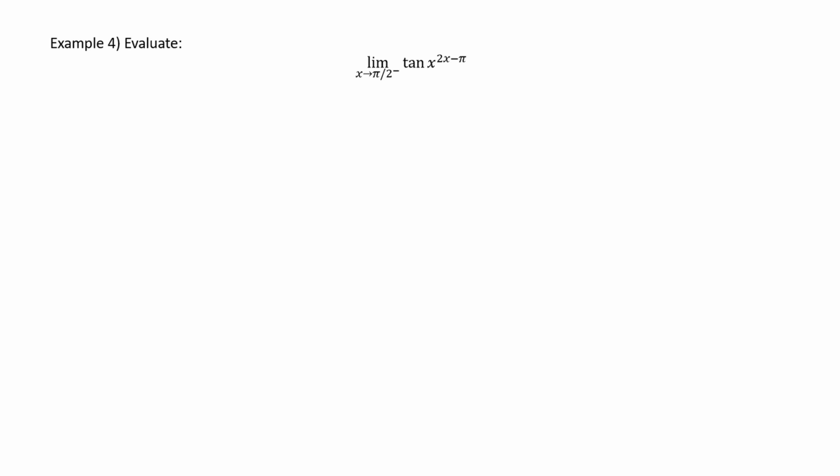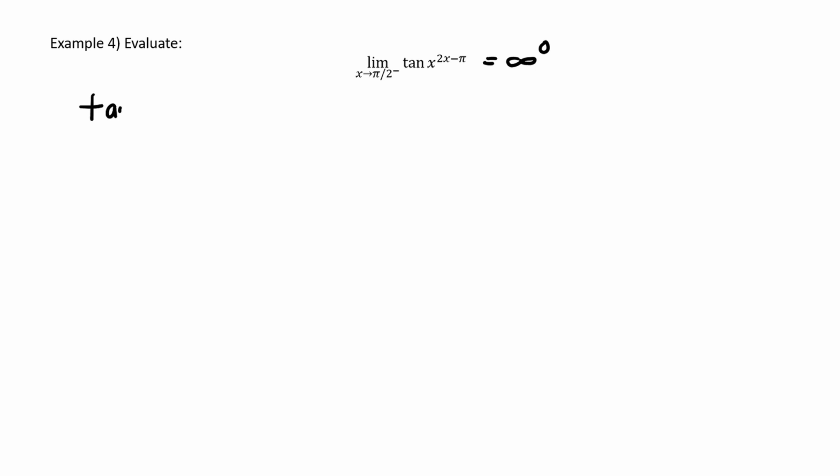Example 4. Evaluate the limit as x approaches pi over 2 from the left of tangent of x raised to the power of 2x minus pi. When we take the limit and let x approach pi over 2 from the left, the tangent x portion approaches infinity, and in the exponent, you're going to get 2 times pi over 2 minus pi, which is 0. That tells us we need to do something else to get it into an indeterminate form with which we can work. When you have stuff in the exponent, as a general rule, you're always going to use natural log.